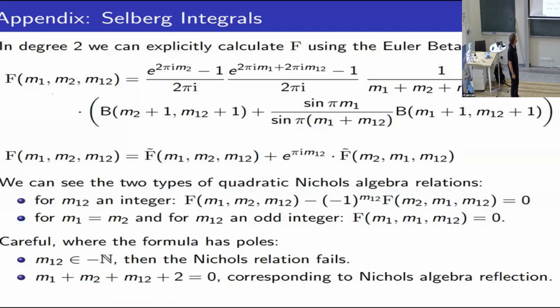And to be even more explicit, let's look at what happens in degree 2. So in degree 2, I can compute this integral. It has some e to the 2 pi i m2 and so on. So there are some integrality things, and then there is the Euler beta function. So what's degree 2? It's just two insertions. So there are two variables, Z1 and Z2.